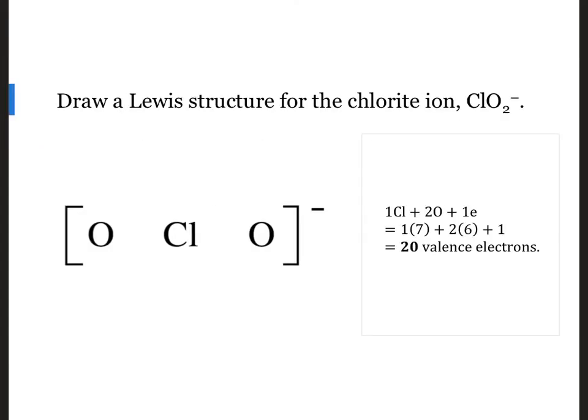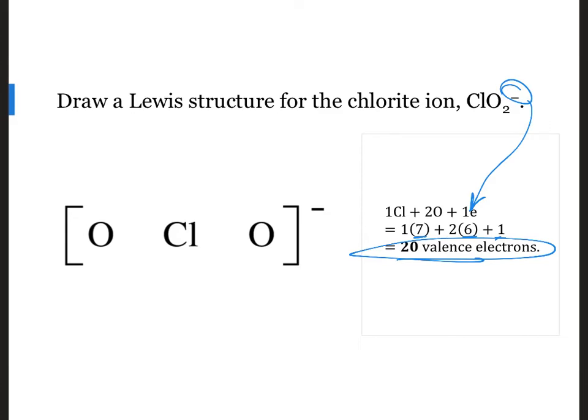Let's build the Lewis structure for the polyatomic ion chlorite. 1. Sum up the valence electrons. We have 1 chlorine with 7 electrons and 2 oxygens with 6 electrons each. Chlorite also has a negative charge, so we add 1 electron for a total of 20 valence electrons to place in this structure. 2. Select a central atom and arrange the other atoms around it.